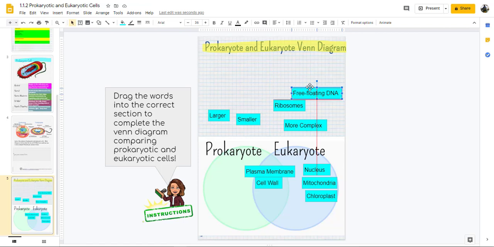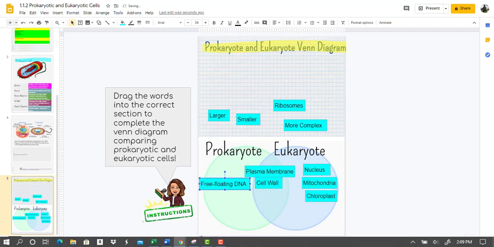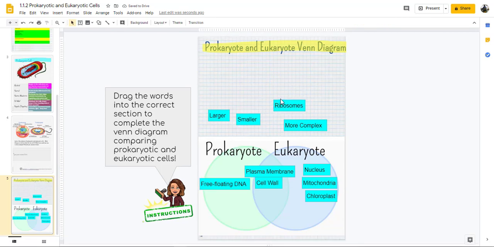Free-floating DNA. So DNA that's free-floating in the cytoplasm, not inside of a nucleus, we know that goes over here with prokaryote. And ribosomes. So this one sometimes trips students up because they think about it as an organelle. But ribosomes are not membrane-bound organelles. They come together and then are broken apart as proteins are being made. So I like to tell students to remember, ribosomes are where proteins are made. The instructions for proteins come from DNA. So if it has DNA, it has ribosomes.